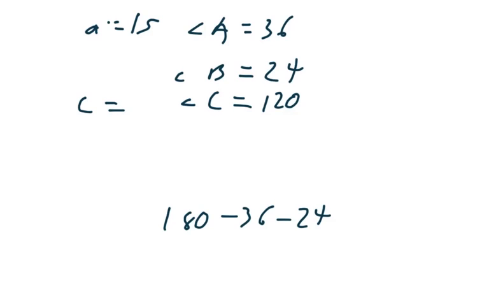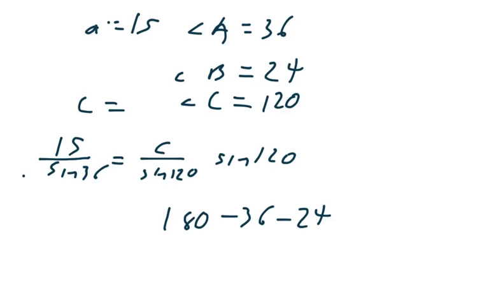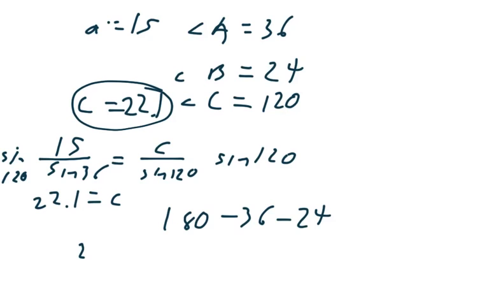And because this is not a right triangle, I either have to use the law of sines or the law of cosines, and I'm going to use the law of sines. 15 over the sine of 36 equals C over the sine of 120, and I'm going to multiply both sides by the sine of 120. And so the sine of 120 times 15 divided by the sine of 36 is 22.1. And since we don't need to know what B is, I'm finished with problem number 33.